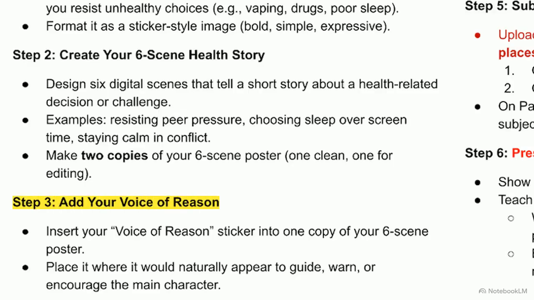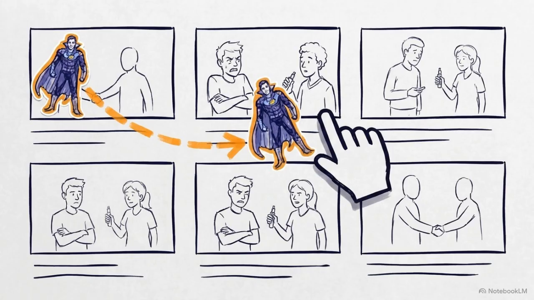Jumping back to the rubric, step 3 is the integration phase. Open your edit file. Drag and drop the Voice of Reason sticker into the panel where your character needs guidance, intercepting the unhealthy choice.